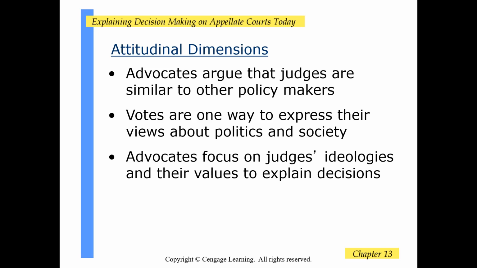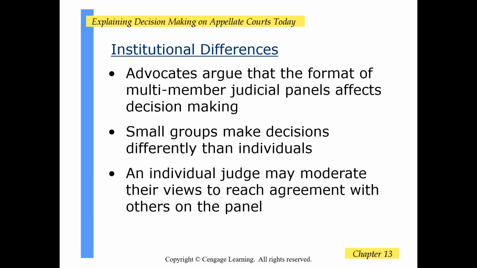Second, there are attitudinal dimensions. Advocates of this theory argue that judges are similar to other policymakers. Votes are one way to express their views about politics and society. So advocates focus on judges' ideologies and their values to explain decisions. Third, there are institutional differences. Advocates of this theory argue that the format of multi-member judicial panels affects decision-making. Small groups make decisions differently than individuals. An individual judge may moderate their views to reach agreement with others on the panel through negotiations and through compromise.